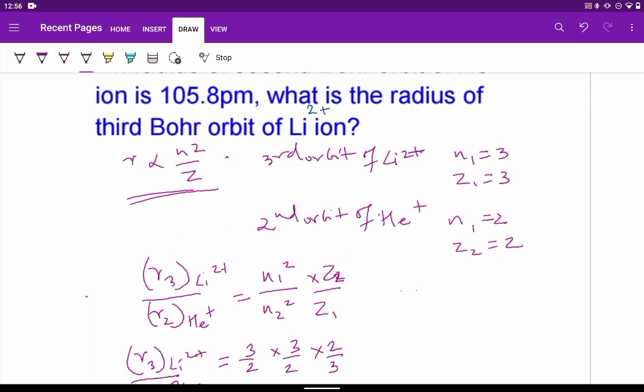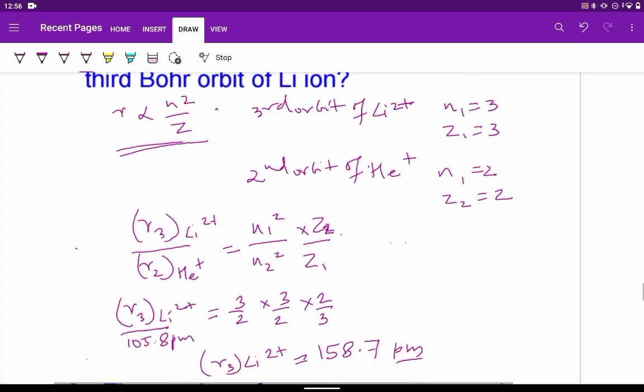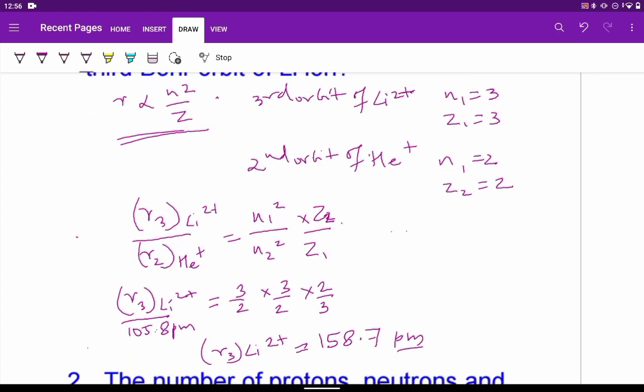So R3 of Li2+ divided by R2 of He+ will be equal to n1 square by n2 square into Z2 by Z1, because Z is in the denominator, so it will get reversed. So Z2 we get here. Putting all the values, we get R3 for lithium divided by 105.8, which is given in the question.